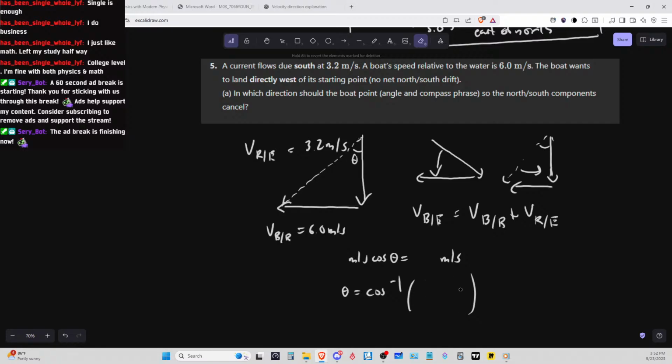Because I think what we have to do is, so the boat speed is 6.0, and then we have... So I think this might work. So let's try that, because I think we should at least get something for this. So that's 57.8 degrees. Now to figure out the actual direction of that, though.